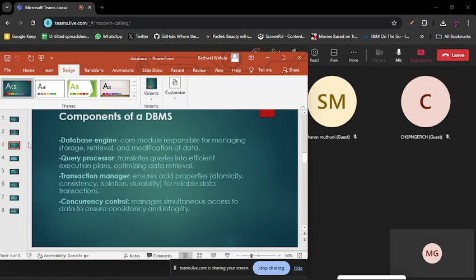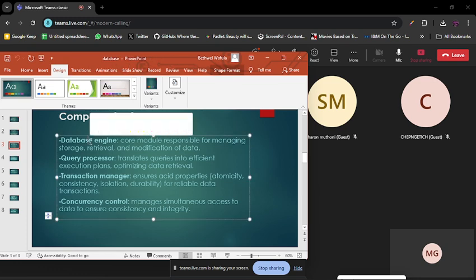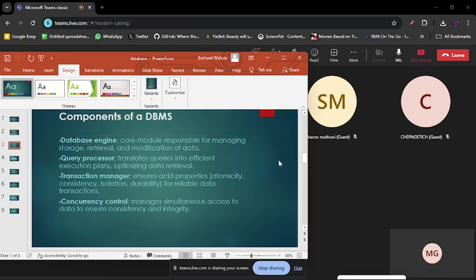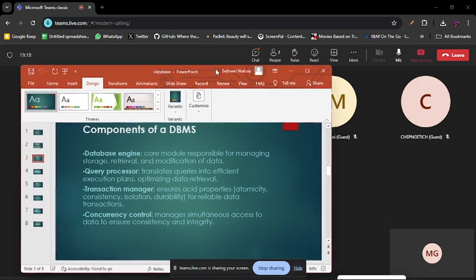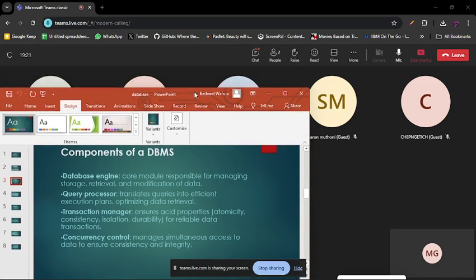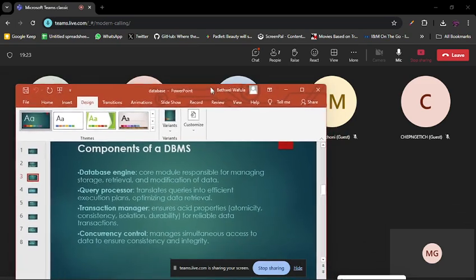So also we want to look at components. Since we know what DBMS is, we have to know the components of the DBMS. So Lauren, who has a suggestion about the components of DBMS? One component of DBMS is the database engine. Yes, that's a good suggestion. Anyone who has a clue about it?